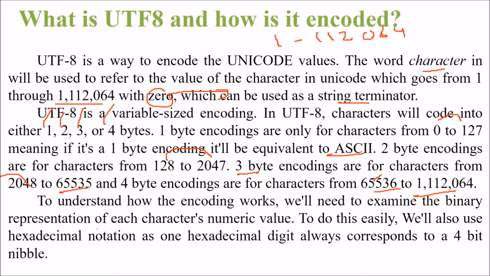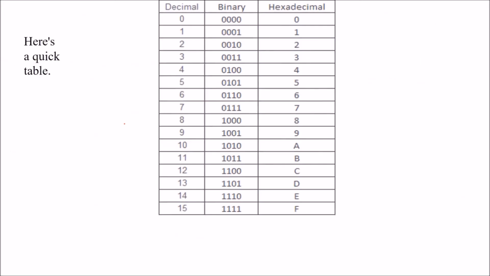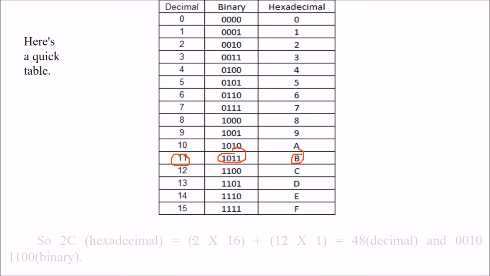So how does it work? We need to understand the binary representation of each character's numeric value. Just to understand, a 4-bit nibble is a hexadecimal digit. Have a quick look at this table, because we are going to use it while I explain what exactly is going on in Unicode. For example, 11 in decimal is 1011 in binary, which is B in hexadecimal.